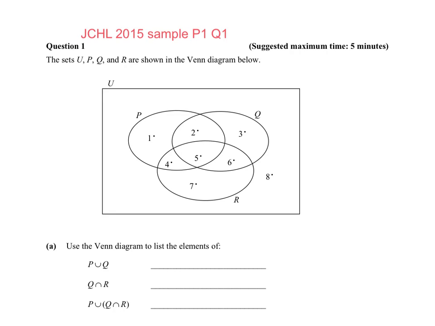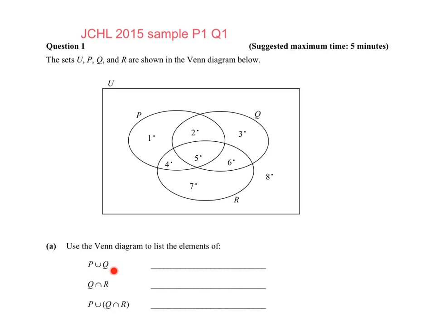Junior Cycle Higher Level 2015 Sample Paper 1 Question 1. This is a sets question, and they give you a Venn diagram drawn out already with P, Q and R already drawn and elements included, and you have the outside universal set as well. So it's a straightforward question asking you to list elements. By that it means what numbers, what elements are inside each of the prescribed sets or subsets.